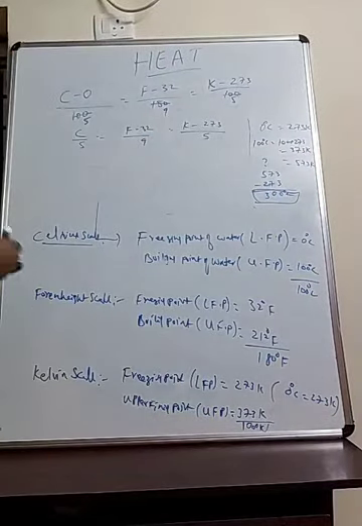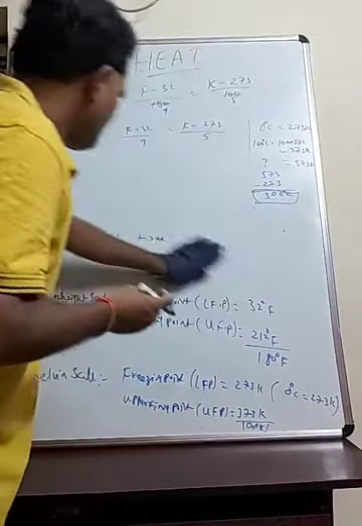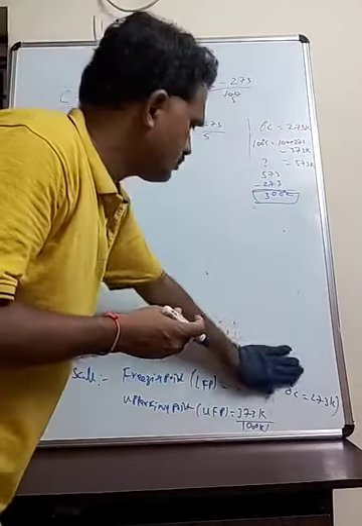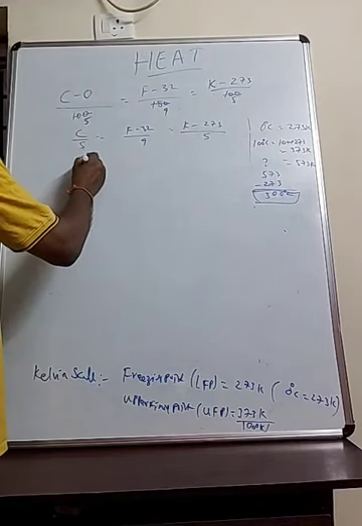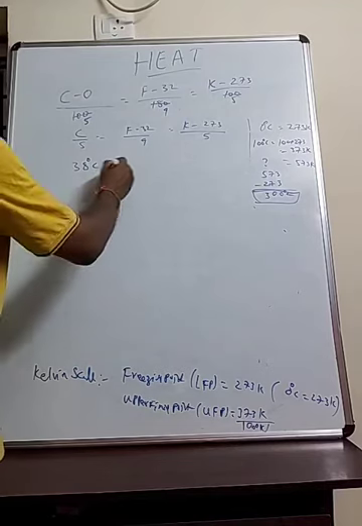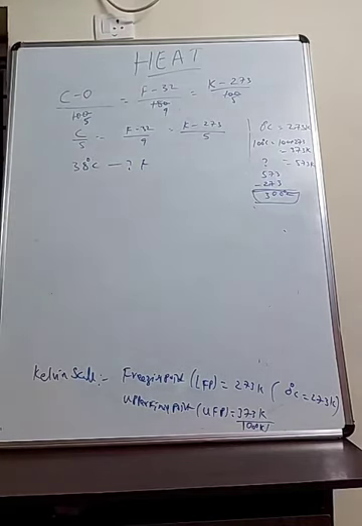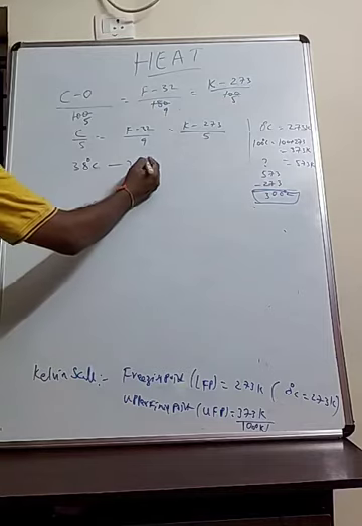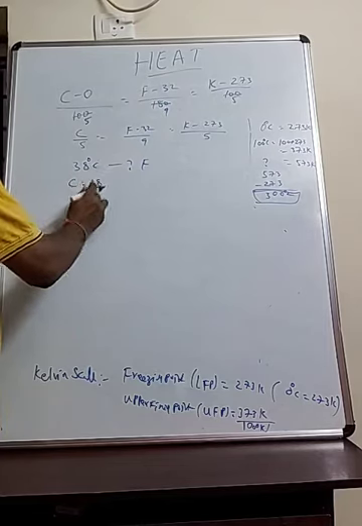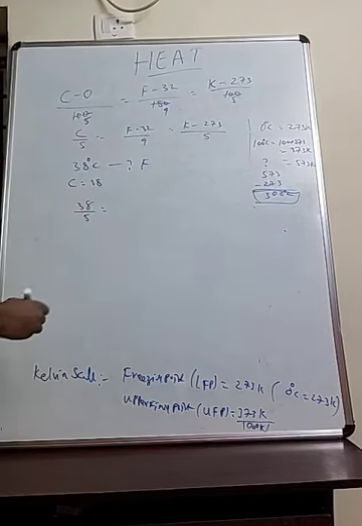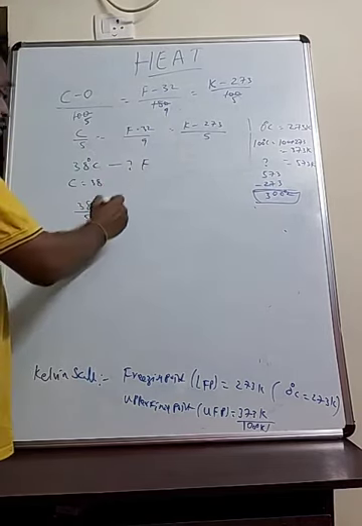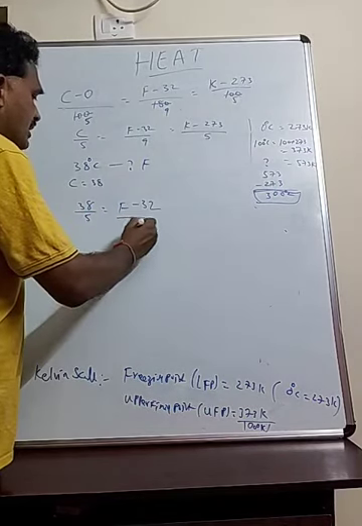Suppose you are asked to convert from the centigrade scale to the Fahrenheit scale, and you are given 38 degrees centigrade, convert into Fahrenheit. How do we convert degree Celsius to Fahrenheit? We are given C is equal to 38. If you substitute the C value here, 38 by 5 is equal to, since we need to convert it into Fahrenheit, F minus 32 by 9.